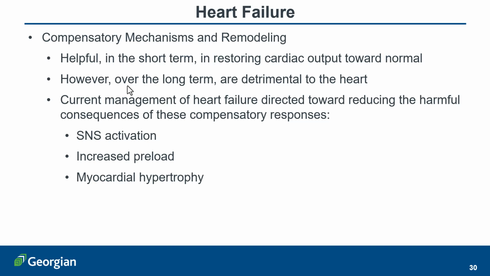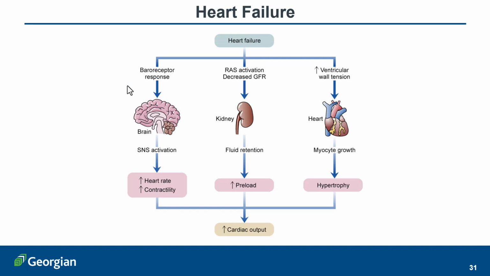You also want to reduce the activation of the renin-angiotensin-aldosterone system by the administration of the ACE inhibitors or the ARBs. All that is to reduce the preload and to reduce the risk of myocardial hypertrophy. In addition, blood pressure needs to be carefully controlled as well, because hypertension will lead to left ventricular hypertrophy. So here it is in flowchart form.